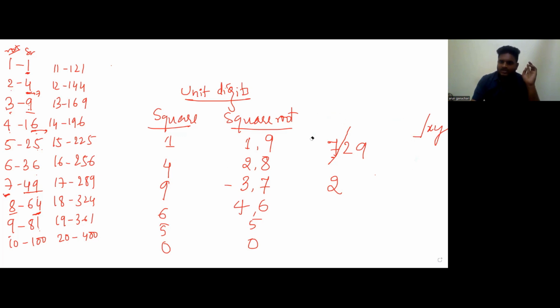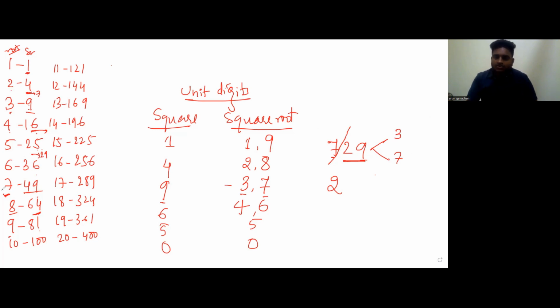Now while solving for the second digit, look at the last digit. What is the last digit here? 9. We are only talking about the last digit. Yes or no? Now look at the table. If my square had 9, what are my options? My options were 3 or 7. Now look at the number 29. Where will it be? 29 will be in between 25 and 36.